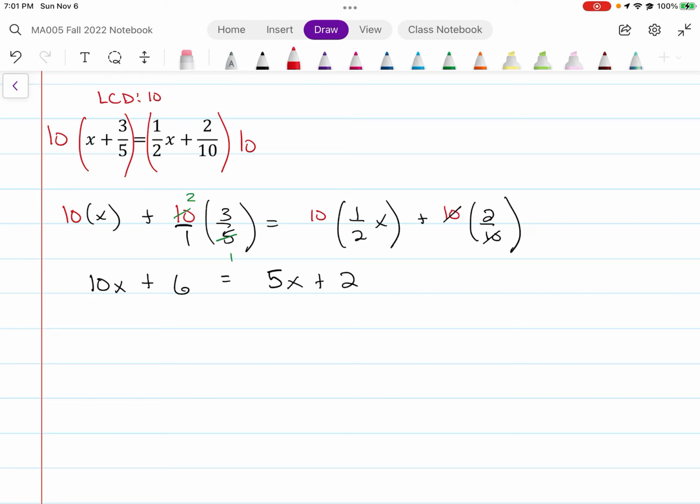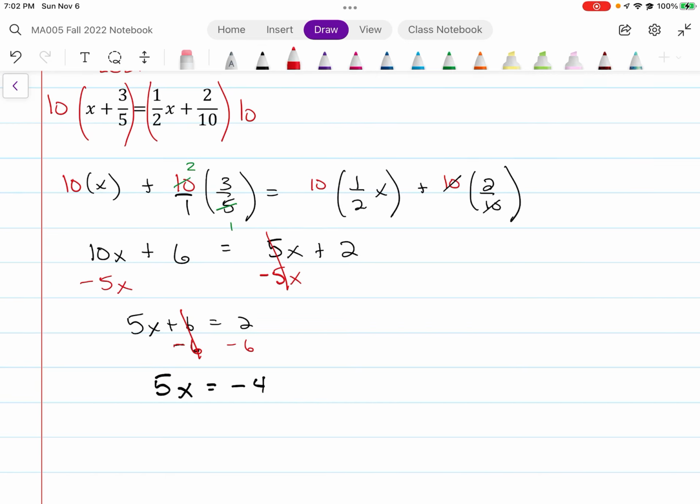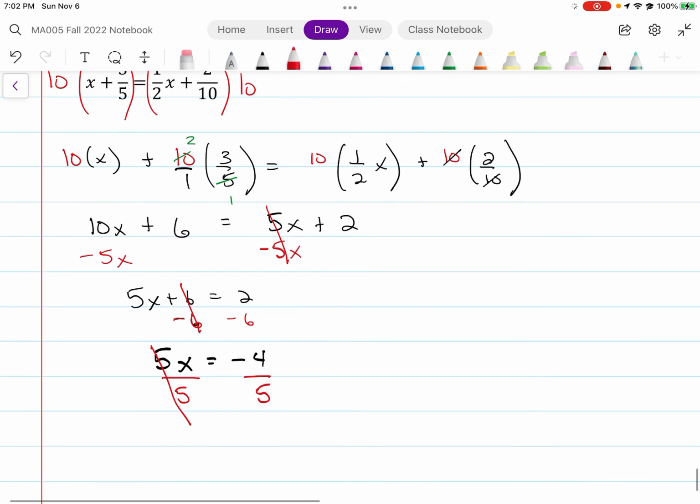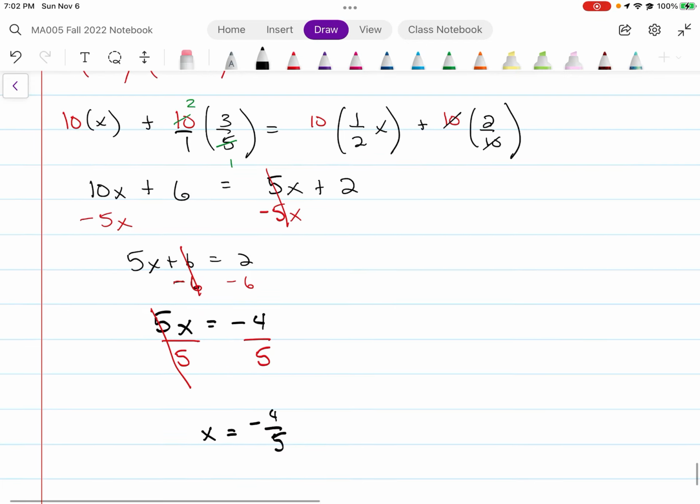All right, so now I'm going to subtract 5x from both sides, and I get 5x plus 6 equals 2. And now I'm going to subtract 6 from both sides, and I get 5x equals -4. Now, it's not perfect, but that's okay. It doesn't mean you did anything wrong. We are working with fractions here. So we get x equals -4/5. And that's the final answer.